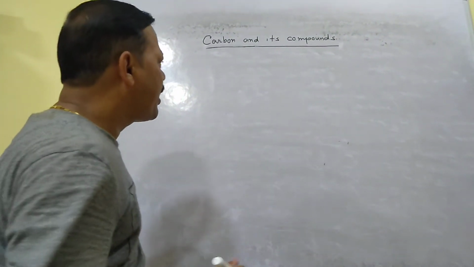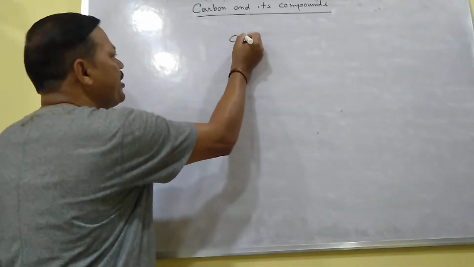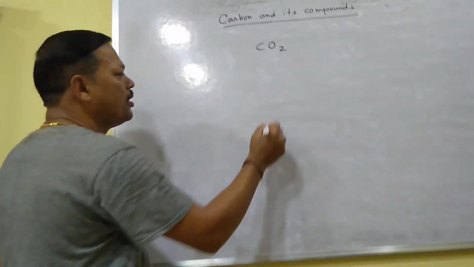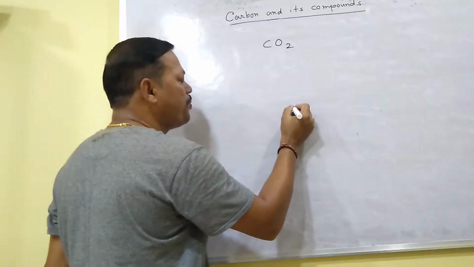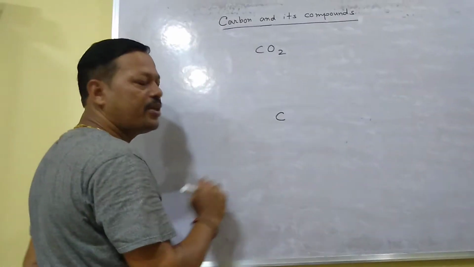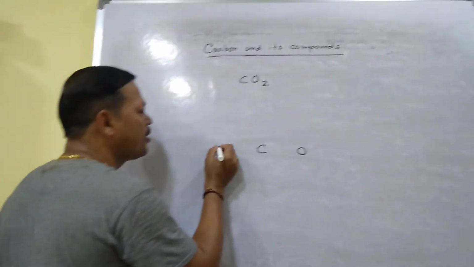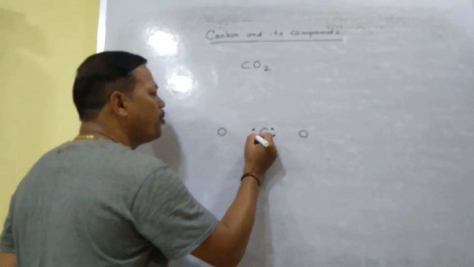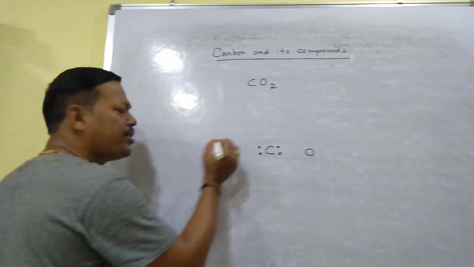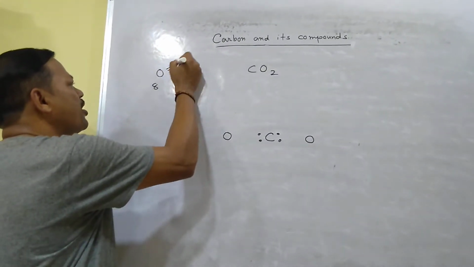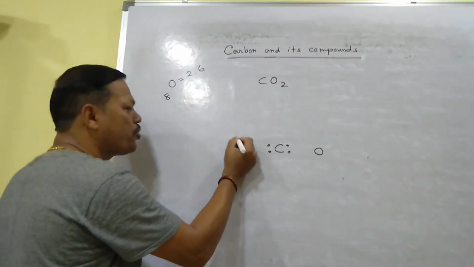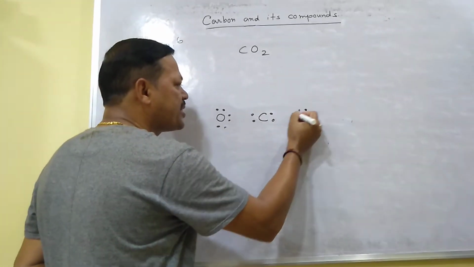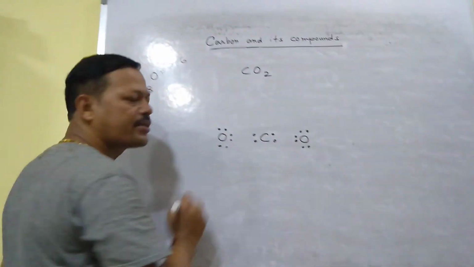But in the exercise I have seen one question is given: you have to draw the dot picture of carbon dioxide. This is also one compound of carbon. So to draw this, carbon should be the center atom, the central atom, and oxygen you write on both sides. You know the valence electron of carbon is 4, 1, 2, 3, 4. Oxygen valence electron is 6 because oxygen atomic number is 8, configuration will be 2, 6. So you have to draw 6 electrons with oxygen. This is also oxygen, 6 electrons like this.